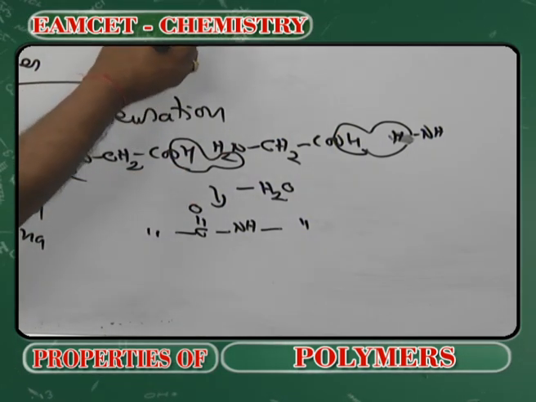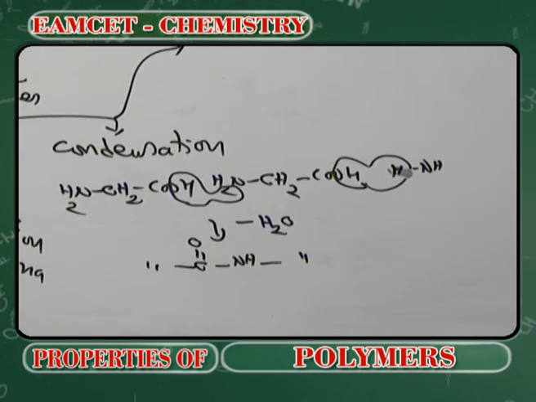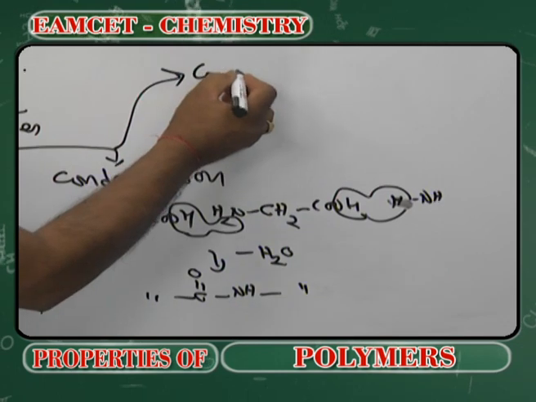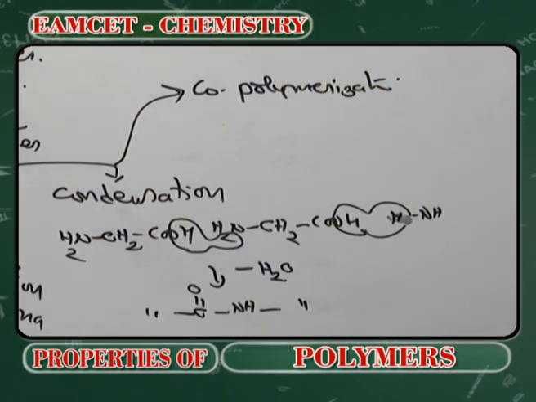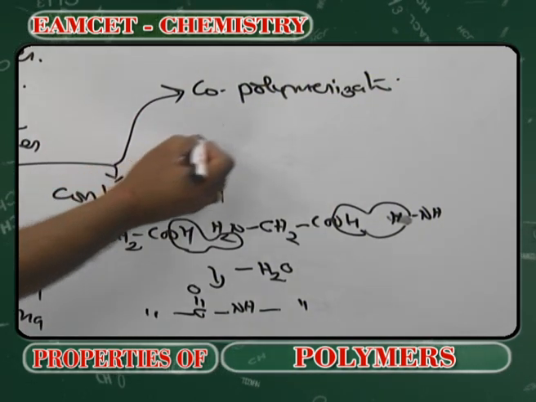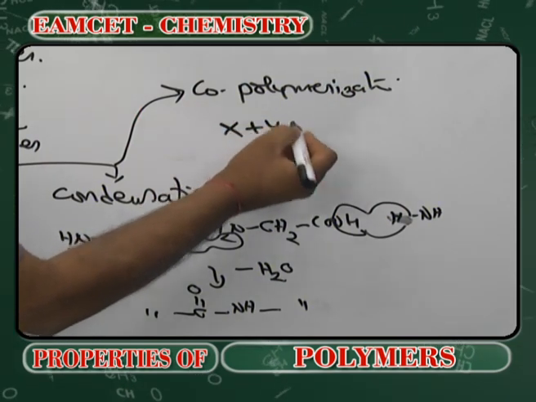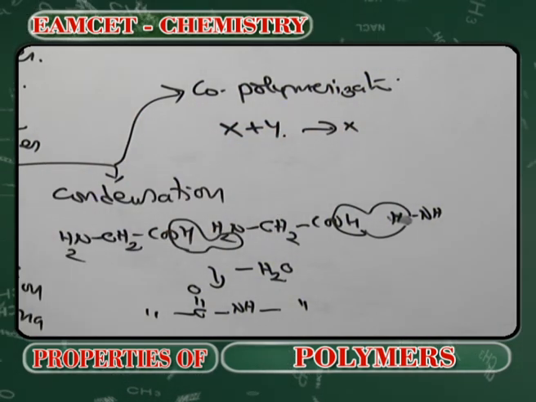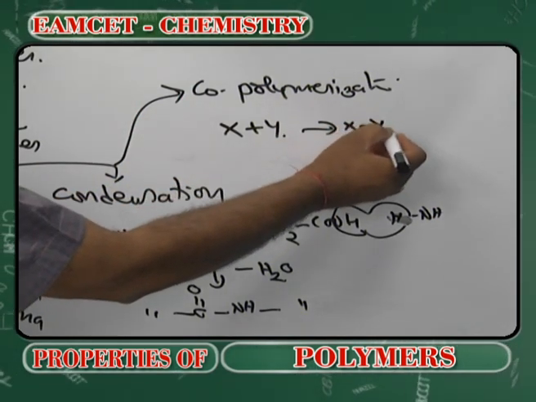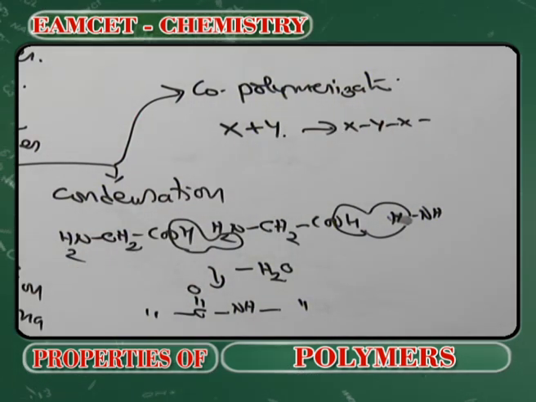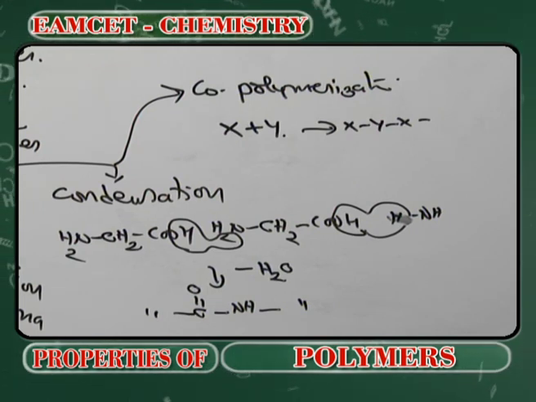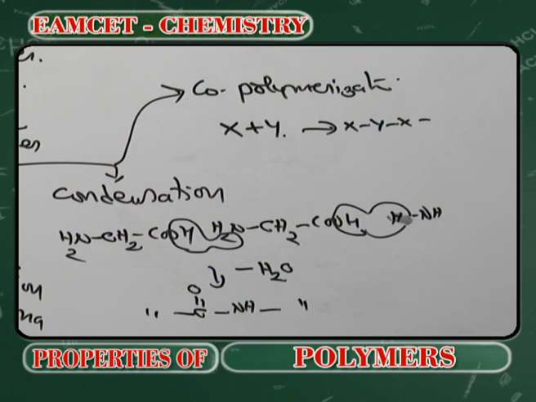You can also have a third type of polymer formation, that is copolymerization. In copolymerization, X molecule is polymerized with Y. Instead of only X coming, sometimes Y also comes in between. So Y is inserted between the X polymer, and such a polymerization is called copolymerization. We have some advantages of copolymerization: mixed qualities, and at certain times special qualities of the polymer also.